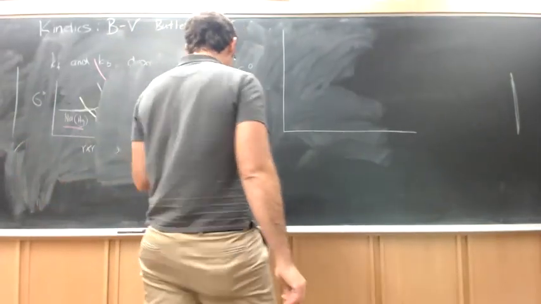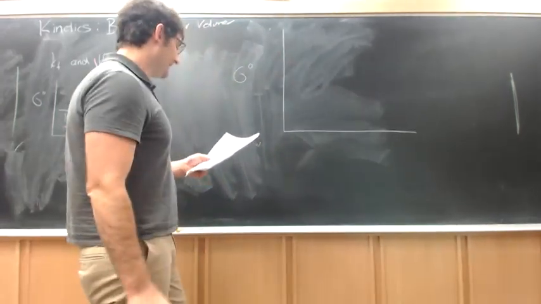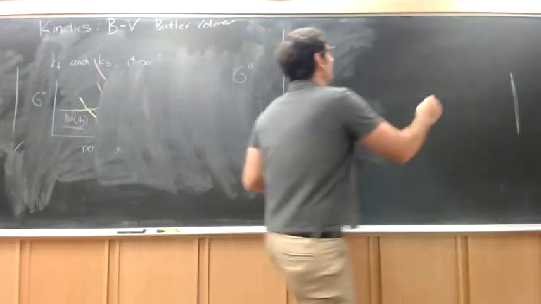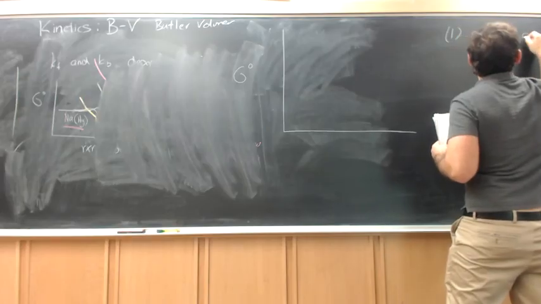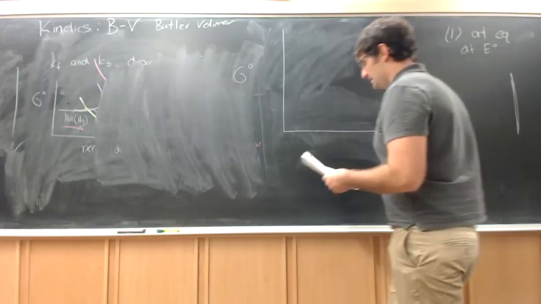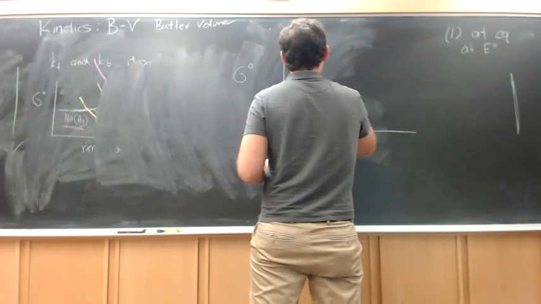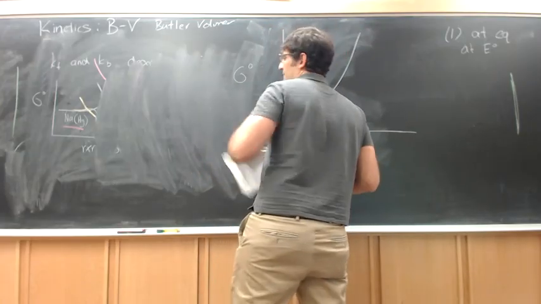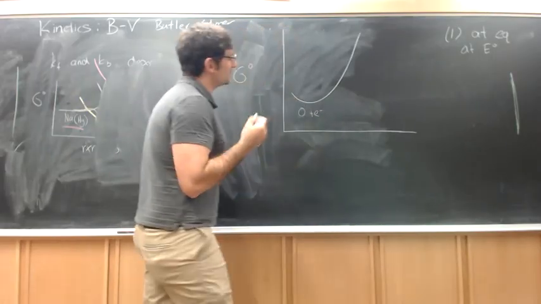And we're going to imagine we have a reaction. And we're first going to imagine it at equilibrium, at equilibrium at E naught. Okay, so let's do that. So I'm going to draw a curve here. And this is going to be O plus an electron. So I'm flipping around from here, but that's okay. Don't worry about it. O plus an electron.